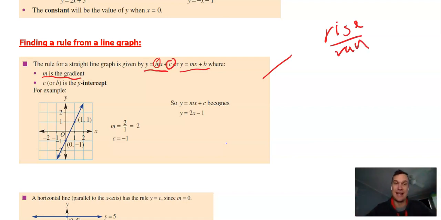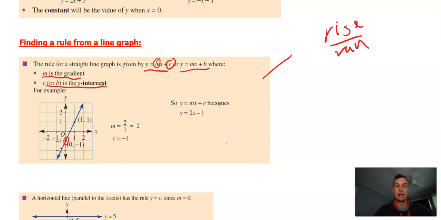So by finding m, we have the gradient. And the c in this case is the y-intercept. What we mean by the y-intercept is the point where the line crosses over the y-axis. You can see in this case, as soon as that line hits there, that's what we call the y-intercept.